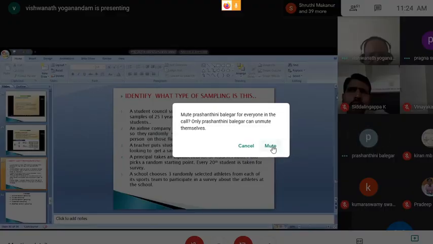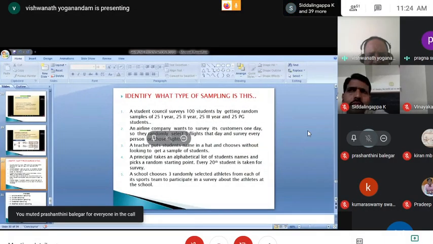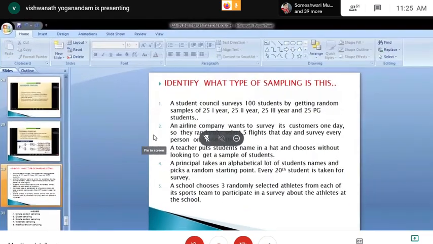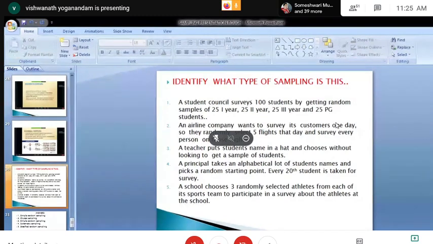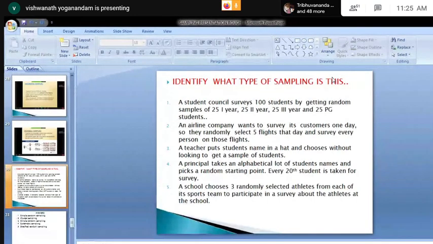Third one, the teacher puts the students' names in a hat and chooses without looking to get the sample of students. Like the fishbowl method, the teacher puts all the names in a hat and randomly picks some names. What is this? Simple random. So this is very clear. Very good. The third one is simple random sampling. And the fourth one, the principal takes a list of students' names and picks a random starting point. Every 20th student is taken in the survey. It is systematic random.